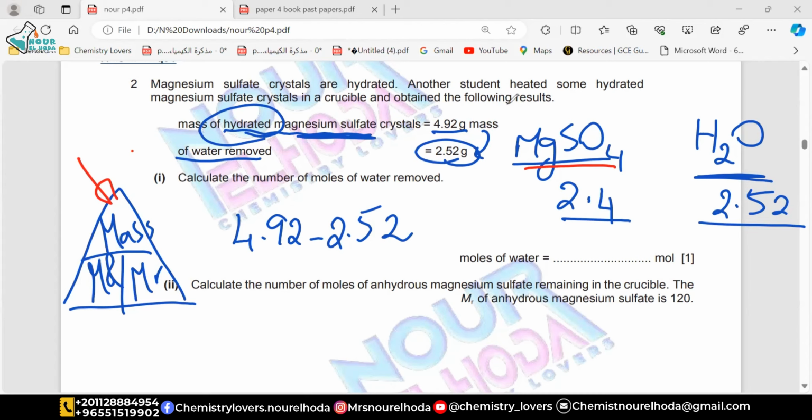What is the MR for magnesium sulfate? We need to count the MR of the magnesium sulfate. So how am I going to get it? You're going to count for every element. So magnesium alone, I'm going to take the total.